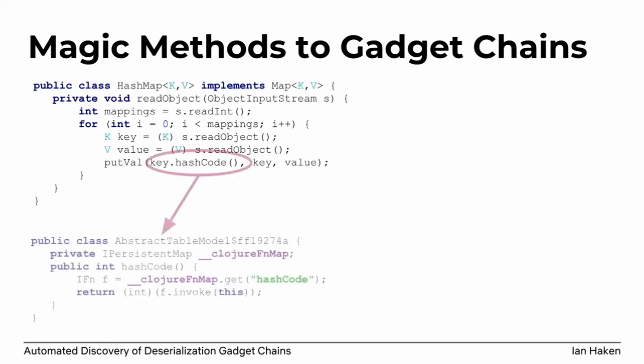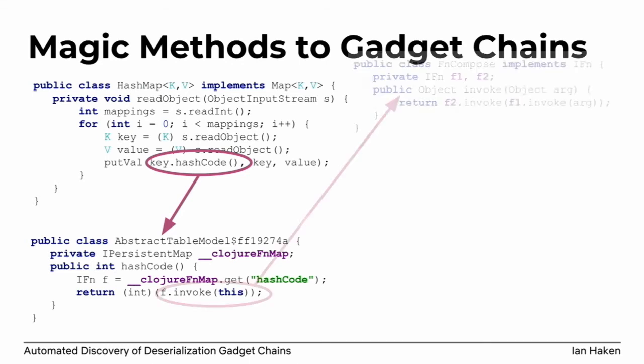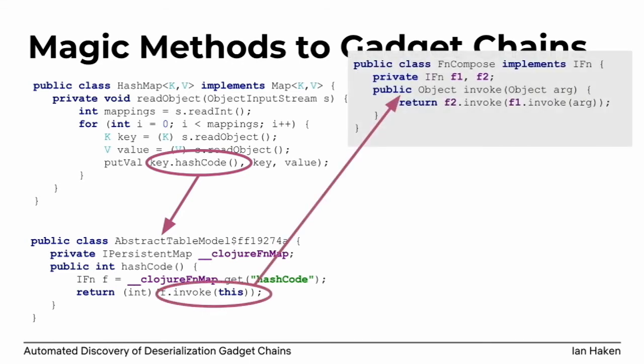And so if I put into my object input stream something like this class, and this is, again, a simplified example, but an example of a class that comes out of the Clojure library, then what this class does when you invoke hashcode on it is it looks up inside its map for an IFn instance and calls invoke on it. So if I put inside that Clojure function map an interesting implementation of IFn, I can get into a class that does interesting things and invoke.